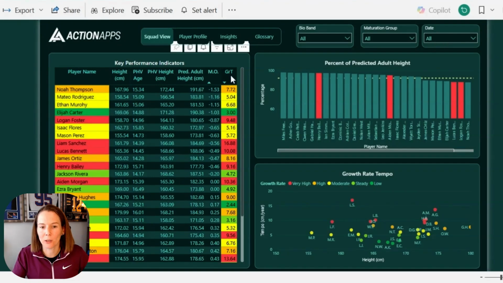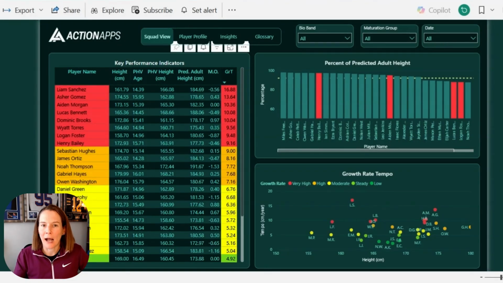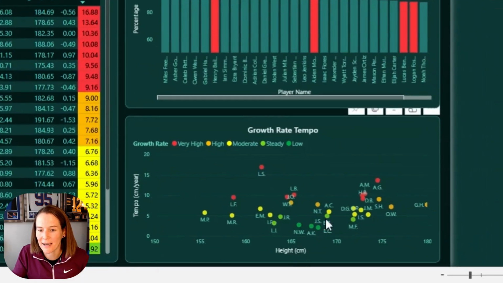Or perhaps I want to look at those that are currently having the quickest growth in stature, so their growth tempo here that we can highlight, and we know that that is one of the risk factors talked about in David Johnson's work and of course many of the other papers on this topic. This is also visualized down here then in this growth rate tempo chart where we have it color coded depending on that tempo, so the centimeters per year, to see who is growing at the fastest rate.